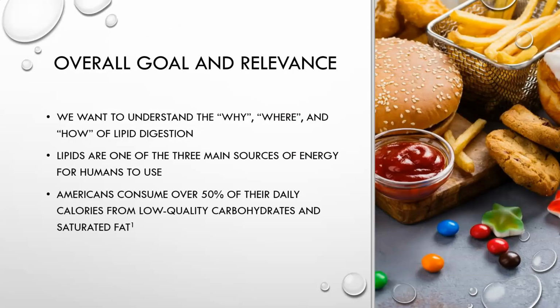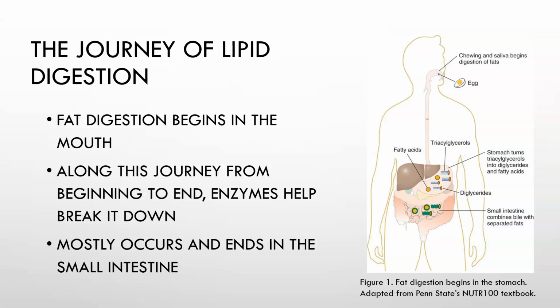So the overall goal of this presentation is to help you guys understand the why, the where, as well as the how of fat digestion. So I'll be answering those questions as we move along further. So lipids are actually one of the three main sources of energy that humans use. We use carbohydrates, we use proteins, and of course, we also use fat. Now, Americans actually consume over 50% of our daily calories through low quality carbohydrates and saturated fat, which is very bad. And I'll discuss this process more and why it's bad in the upcoming slides.